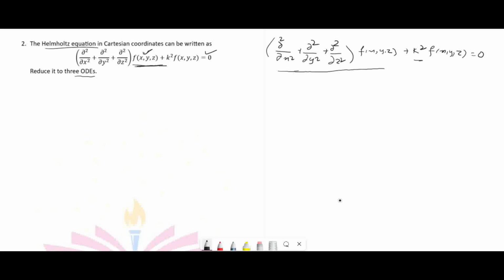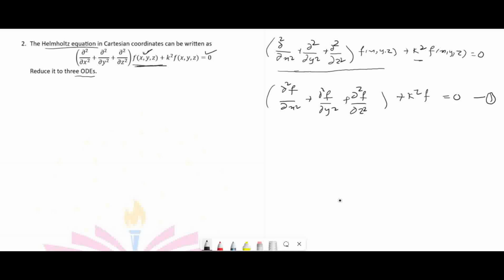Let us write f of x, y, z as f only. So the equation can be reduced to del square f by del x square plus del square f by del y square plus del square f by del z square plus k square f is equal to 0. This should be taken as equation number 1. Now this is our given equation.